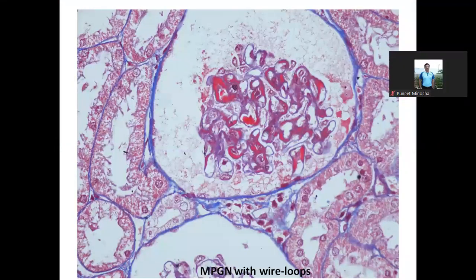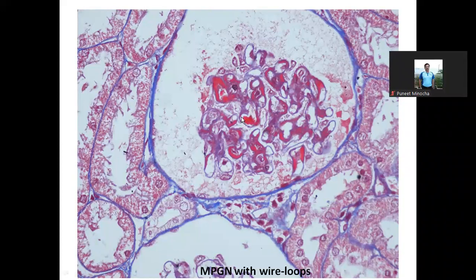Now this is a Masson's trichrome stain, and it shows these reddish color deposits. When we were not doing immunofluorescence, there was a time when we pathologists used to do Masson's trichrome, which was not only for commenting on interstitial fibrosis, but also a very useful stain to comment upon whether there are some immune complexes. Immune complexes used to appear as red color deposits.